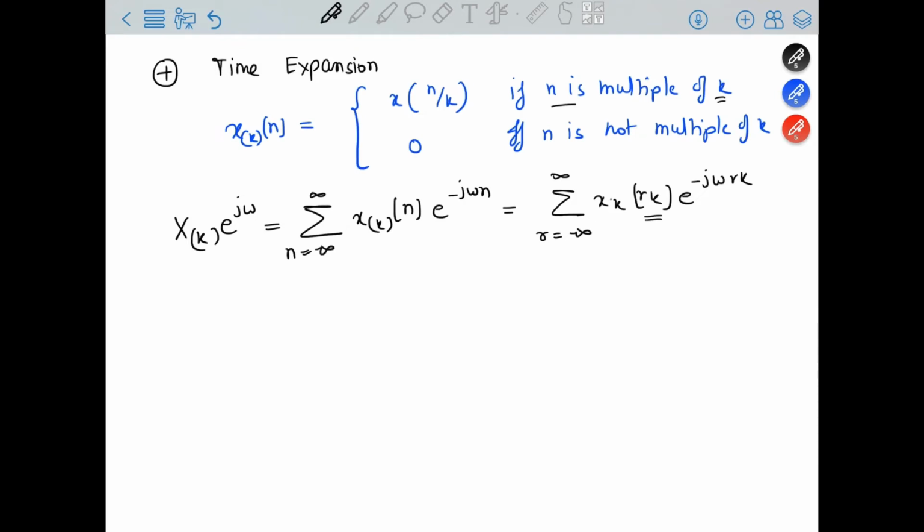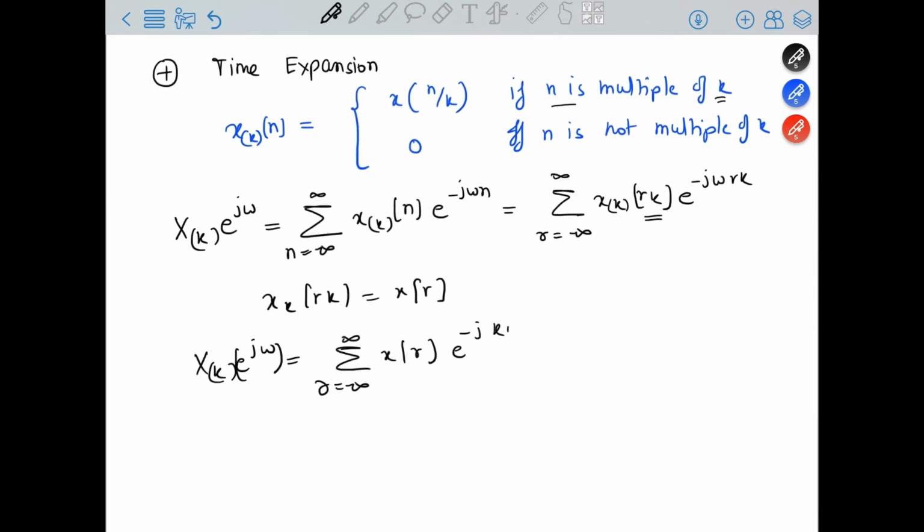It is shown as x of k multiplied with a factor of r k, and if we represent x of rk as x of r, which indicates the same thing, we get X of e raised to the power j omega, which will be equal to the summation r equals minus infinity to infinity of x of r e raised to the power minus j k omega r, which will be equal to X of e raised to the power j k omega. So you can see that there is a factor of k here.